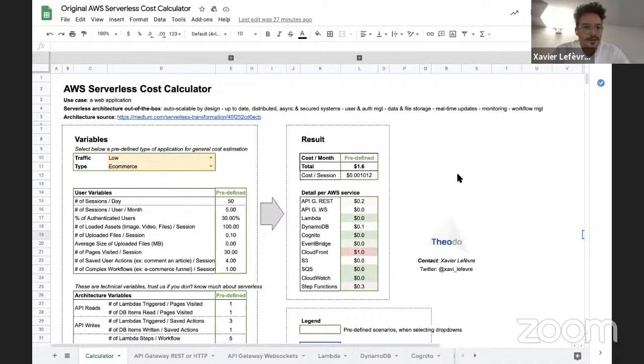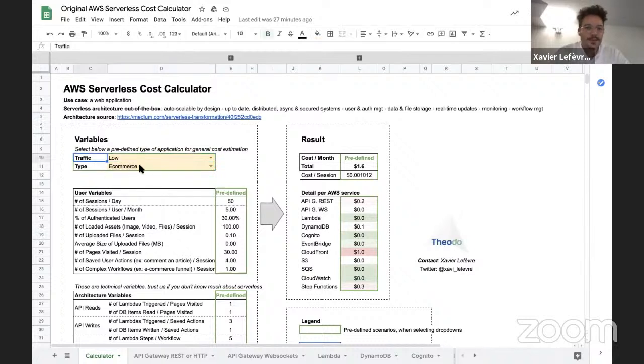How does it work? On the left side, you have some variables. We still had to display some basic variables to let you adapt this calculator to your use case, but the idea is to make it as simple as possible. So on the top left, if you don't have any idea, or if you don't have precise data for your use case, you can just select predefined scenarios.